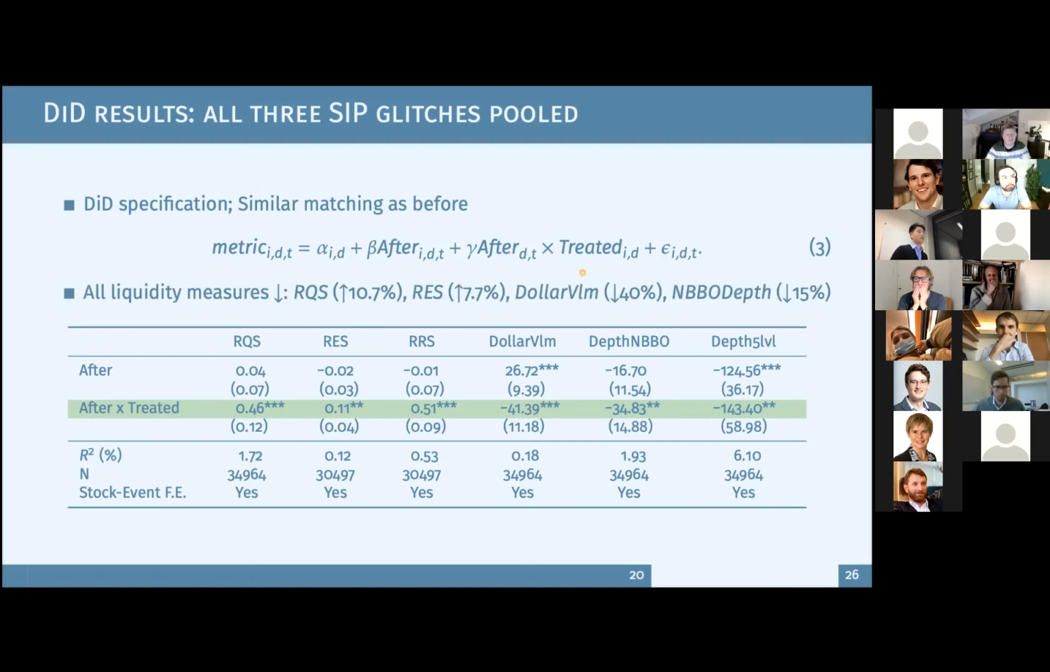And the result is quite significant, both statistically and economically. What I've shown here is, again, just divide the number, which is in absolute terms, by the unconditional mean. As you can see here in the brackets, the relative quote spread increased by more than 10%, a little bit less for the effective spreads, but for volume, the drop is huge. It's over 40%. And also the depth on MBBO drops quite a lot, about 15%.